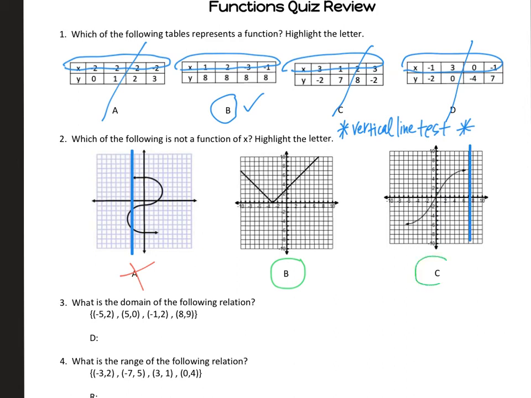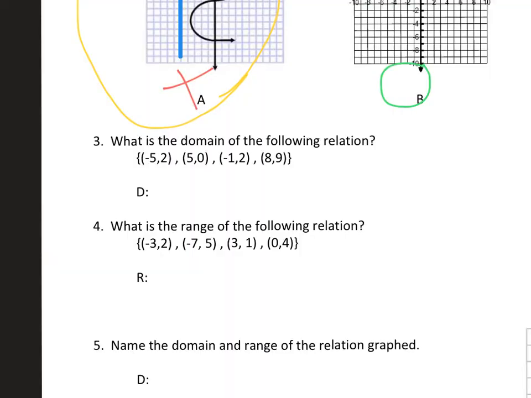However, let's look at the question that we're being asked. It says, which of the following is not a function of x? So therefore, A is going to be your answer because it is not a function. So at the end of the day, I would want to make sure that I circle A because that is not a function. All right, so for the next few questions, we're going to talk about domain and range.